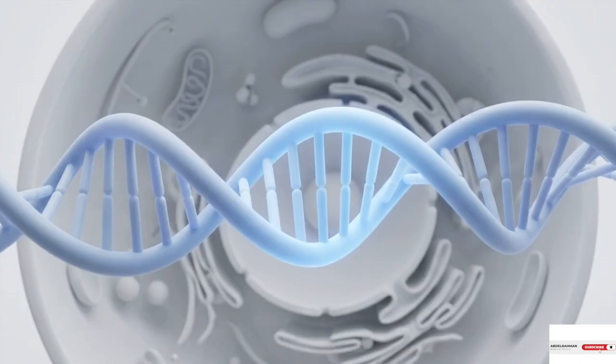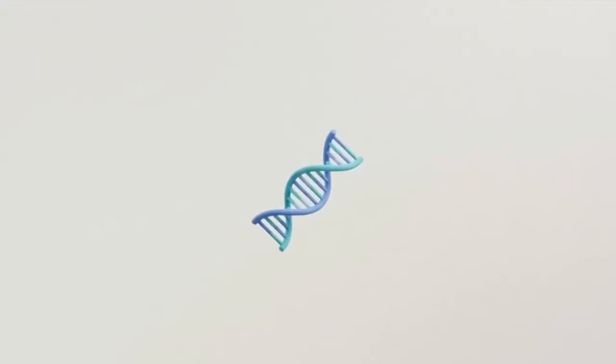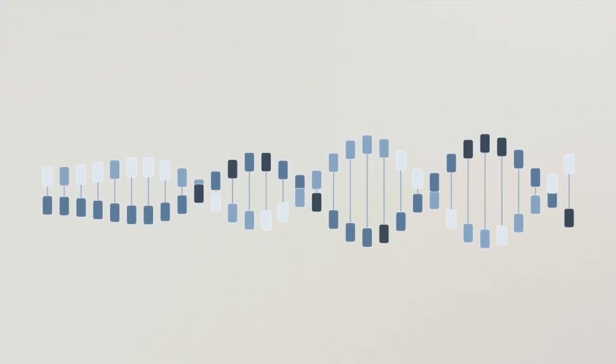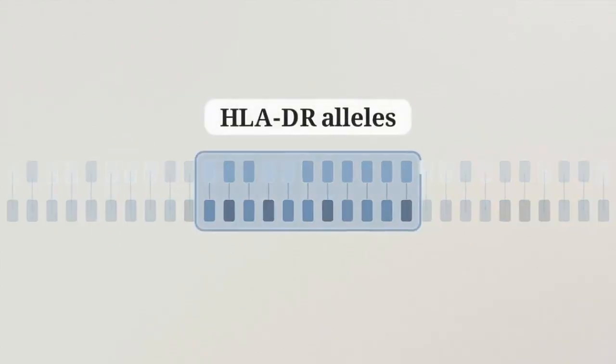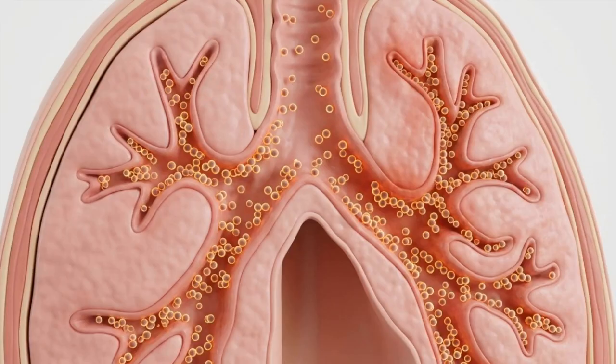Before this encounter can cause systemic harm, a genetic prerequisite must be in place. Patients who develop the disease typically carry specific variations of the human leukocyte antigen genes, known as HLA-DR alleles. These genes lie dormant until provoked by an environmental trigger. Inhaling cigarette smoke introduces toxins that act as a direct catalyst.